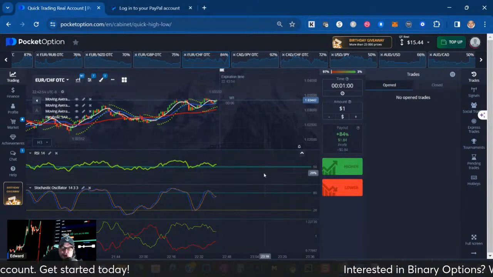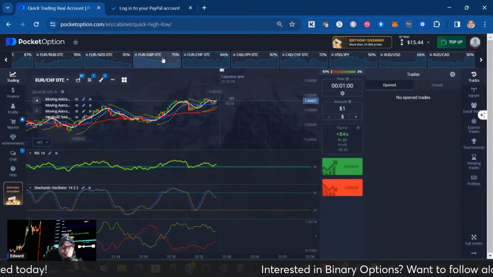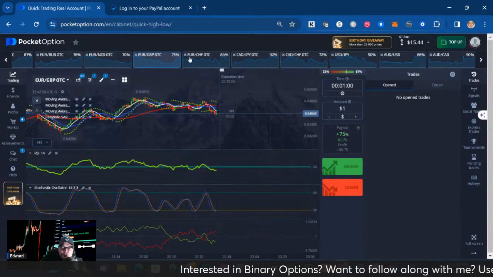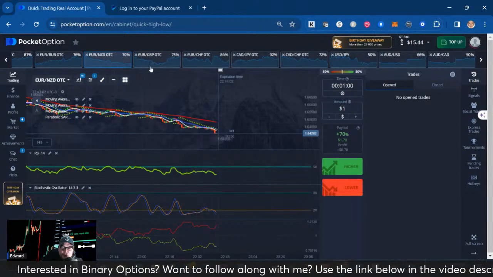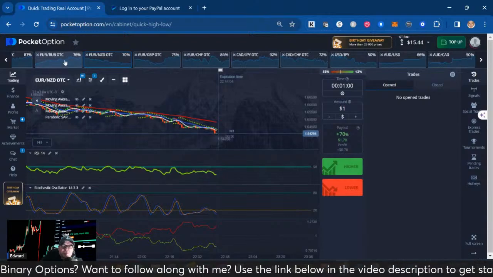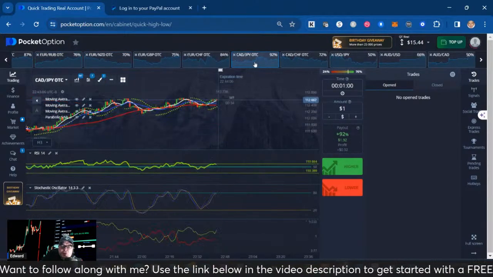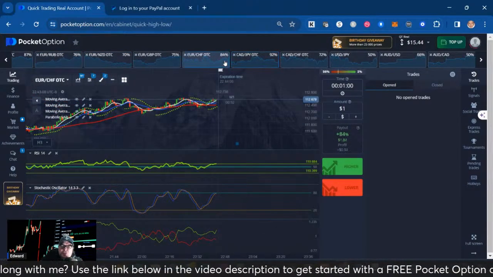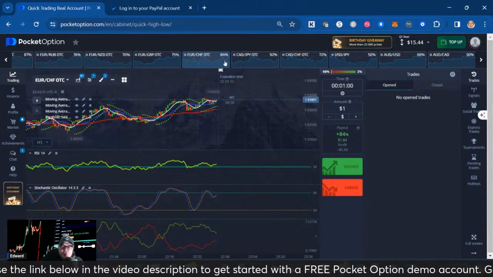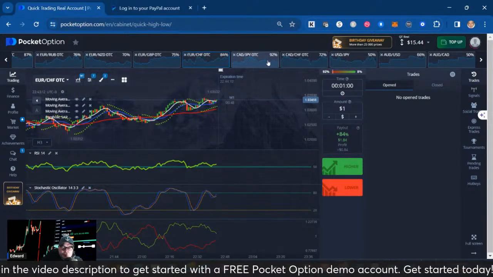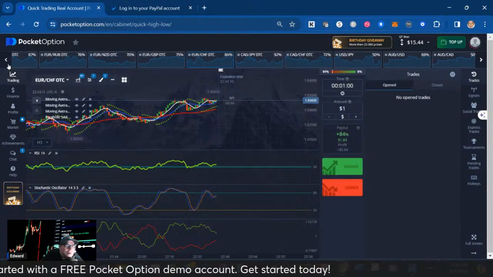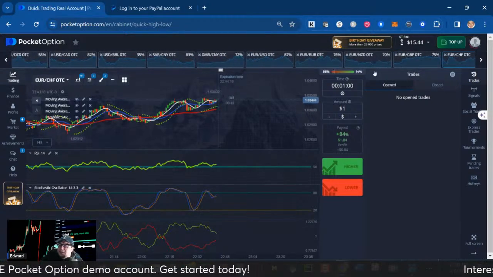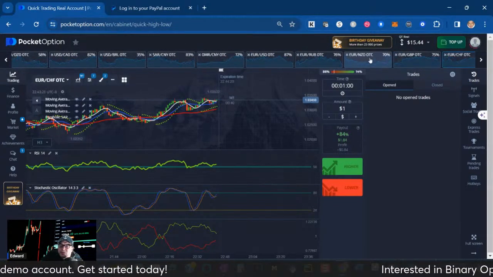So, all right. Just looking for an ideal entry point here on one of these charts. There's not a lot of volume for some of these. Let's go back to something that's like a higher paying. 84%, 92. Yeah, there are some mixed signals being sent by the indicators.